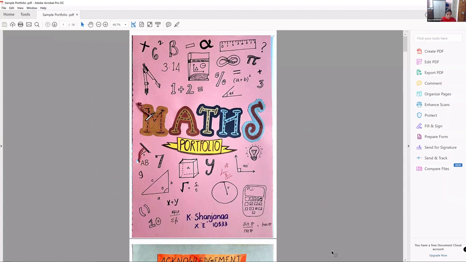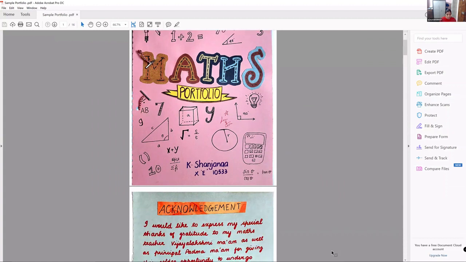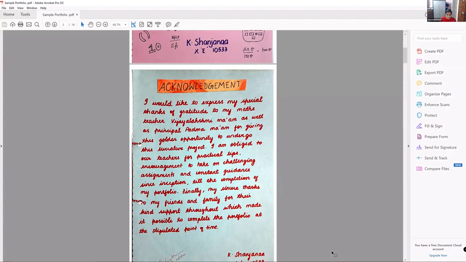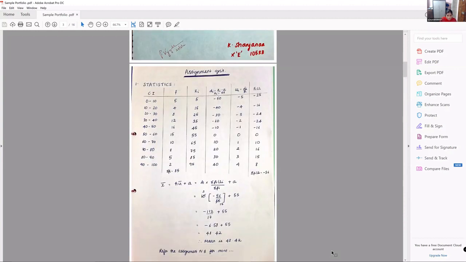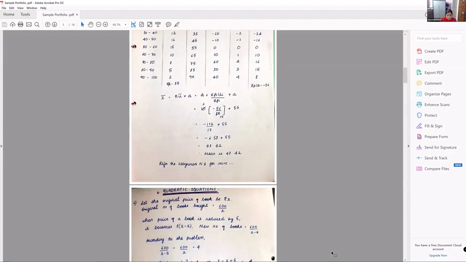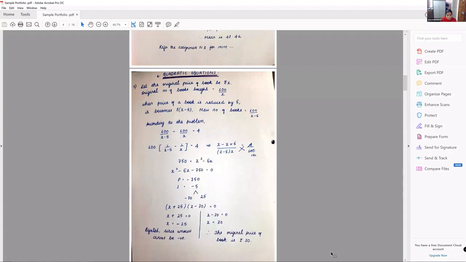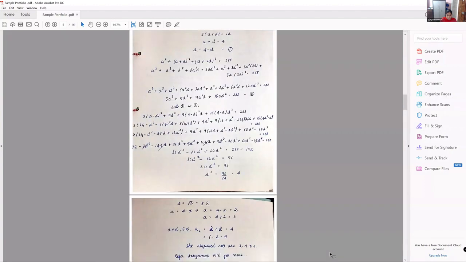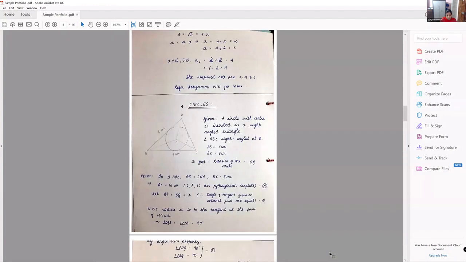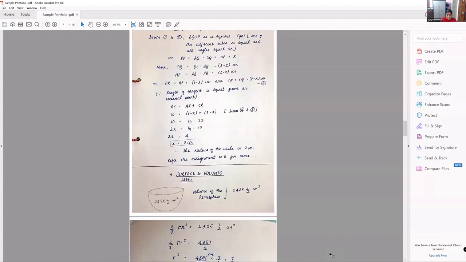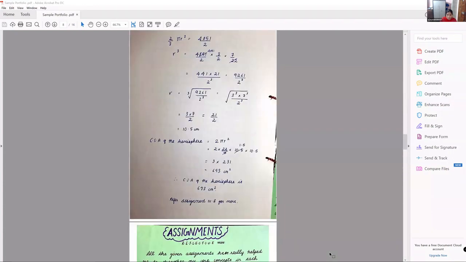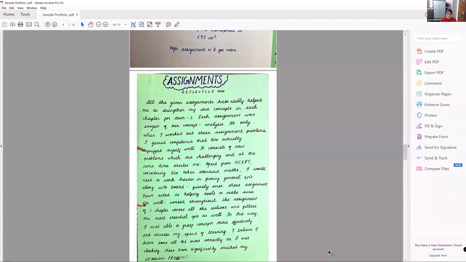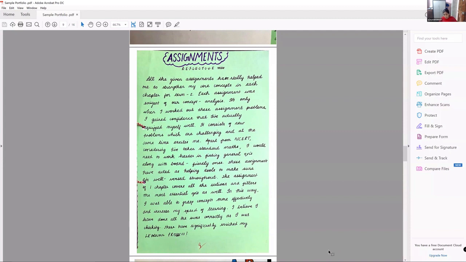So first she has given the acknowledgement. Then she has taken the assignments, whatever assignments we have given. In that, a sample of a few problems she has given in each assignment part. In each assignment she has taken one example problem and she has given the reflective notes, very important. So what she understood of the concept using the assignments given by the teacher, in that a reflective note she has given here.